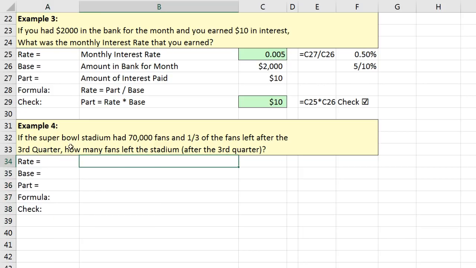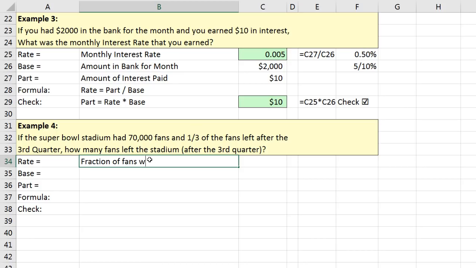Example 4. If the Super Bowl stadium had 70,000 fans and 1/3 of the fans left after the third quarter, how many fans left the stadium after the third quarter? Well, it looks like that's the total, 70,000 fans, and 1/3 of the fans. Remember, rates can be given as percentages, fractions, decimals, ratios, or rates. That's definitely 1/3 times the base, so that'll be our rate.